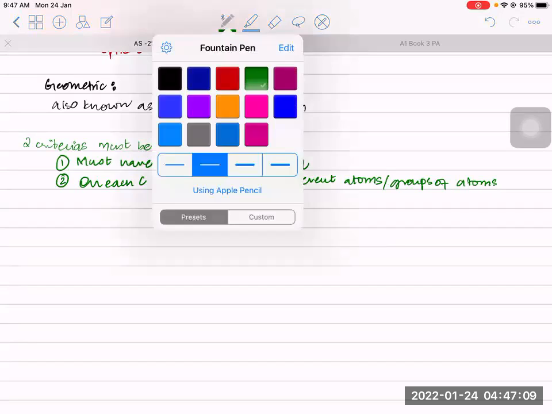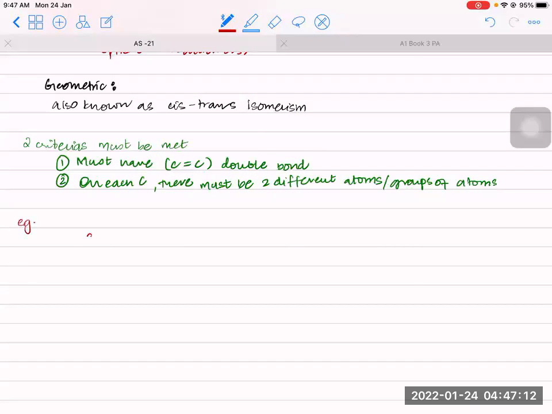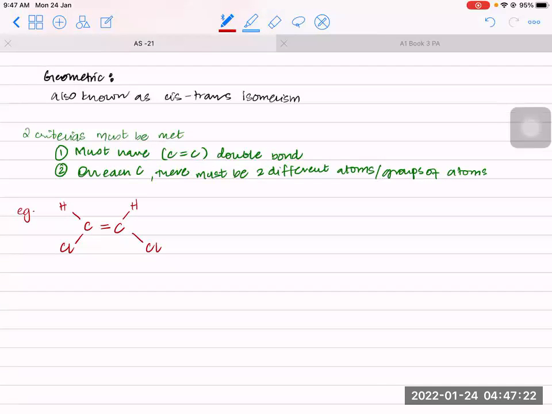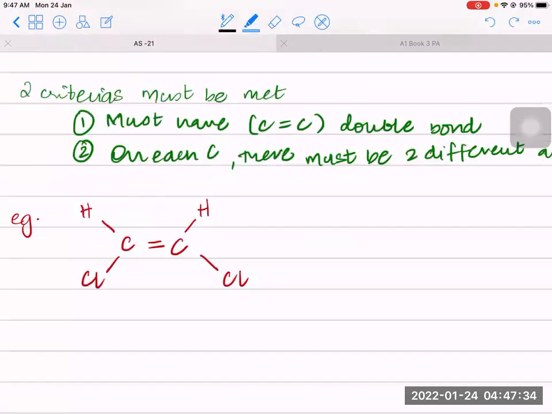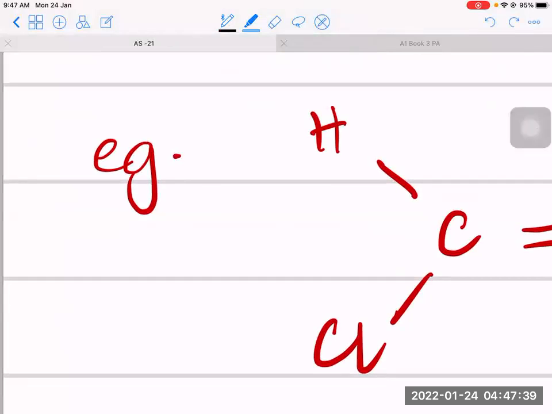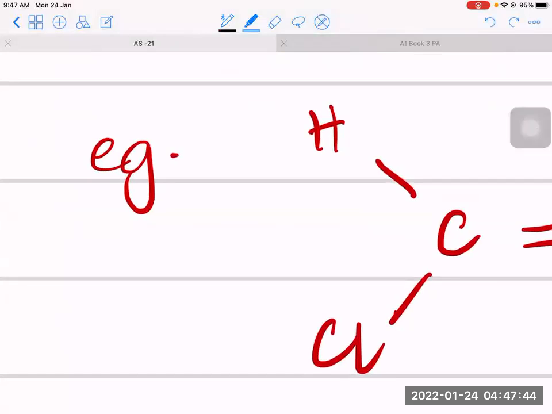So you have C double bond C with an H, a Cl, an H, and a Cl. The first criteria is you must have a carbon-carbon double bond. Does this have a carbon-carbon double bond? Yes. So the first criteria is fulfilled. The second criteria is, on each carbon, you must have two different atoms or groups of atoms. Do you see on this carbon you have two different atoms, H and Cl?